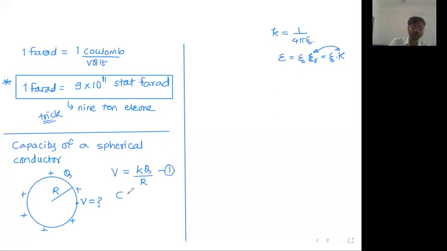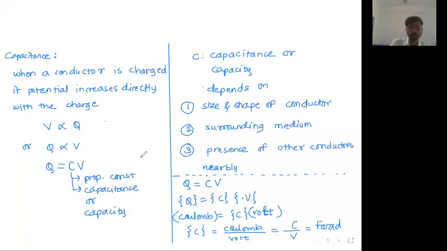Now, sir, we know that C is equal to what? Q upon V. Can you observe here? C is equal to Q upon V, and Q is equal to CV. Can I do the rearrangement? C is equal to Q upon V. Yes, sir. You can do charge on the conductor divided by potential of the conductor.